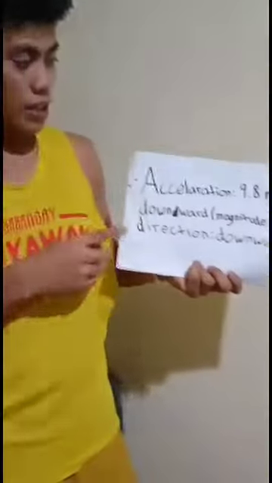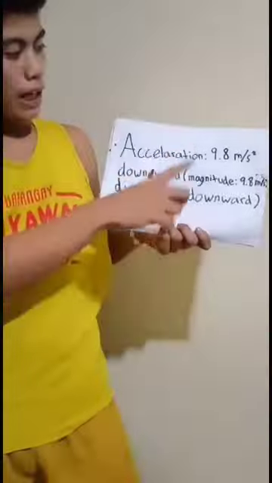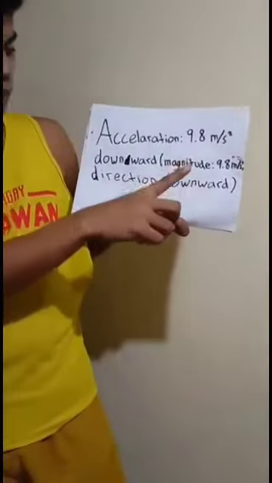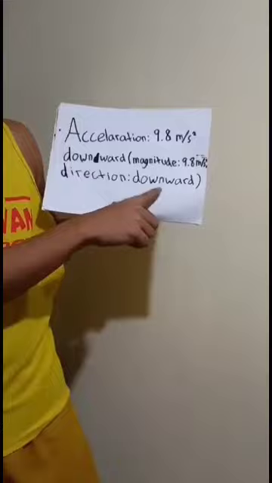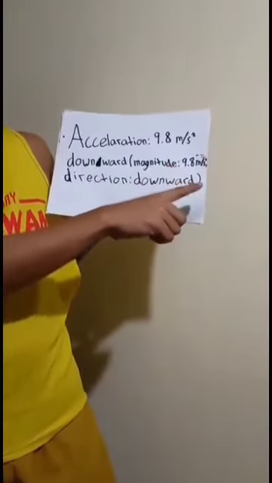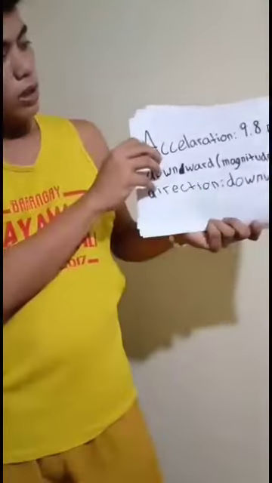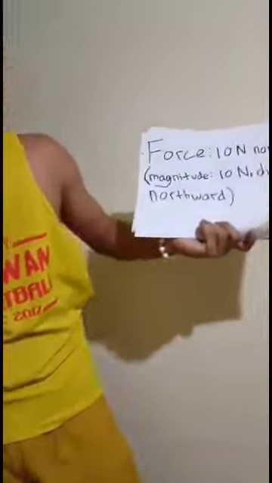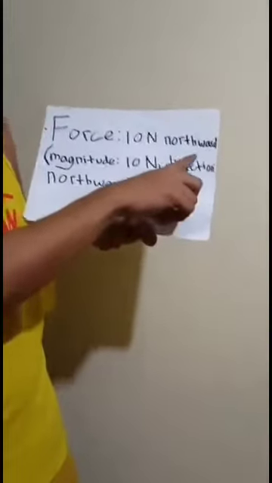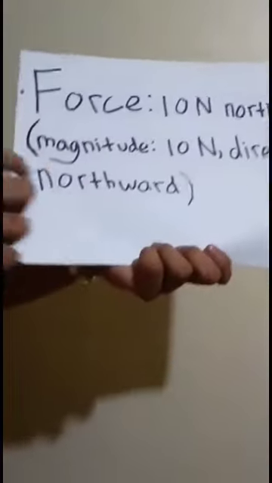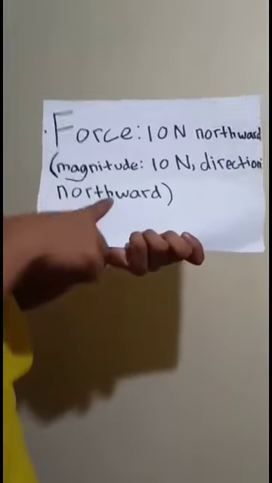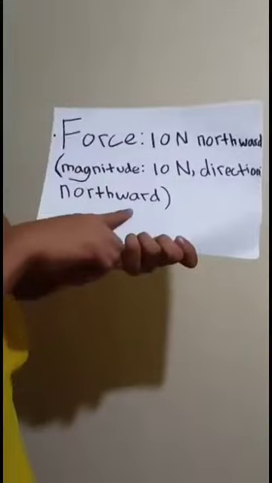So the second one is acceleration. As you can see, the acceleration has 9.8 meters per second squared downwards. So the magnitude is 9.8 meters per second squared, and the direction is downwards. So let's proceed to the third one. The third one is the force. The force has 10 N northward. So as you can see, the magnitude is 10 N and the direction is northward, right?